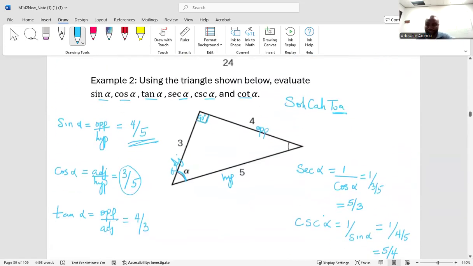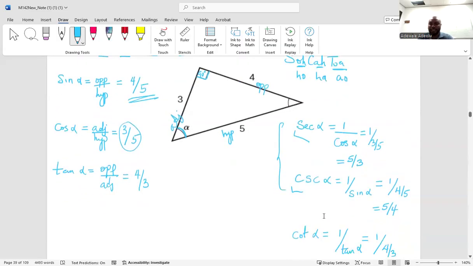Another way to find secant, cosecant, and cotangent: we do know that cosecant is the reciprocal of sine. So here you just swap this, so that is hypotenuse over opposite, HO. Secant is the reciprocal of cosine, so here it is HA, that is hypotenuse divided by adjacent. And lastly, cotangent is the reciprocal of tangent. So here we can use AO, that is adjacent divided by opposite. And you will still get this answer.